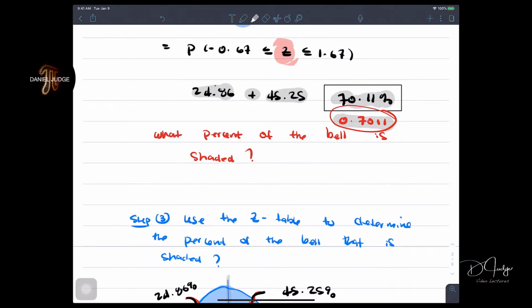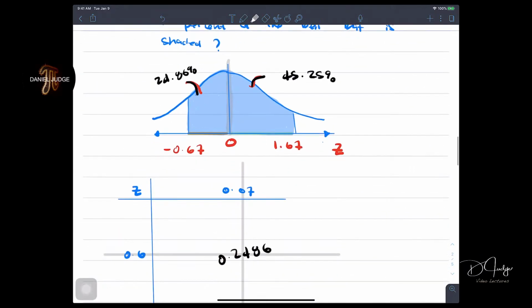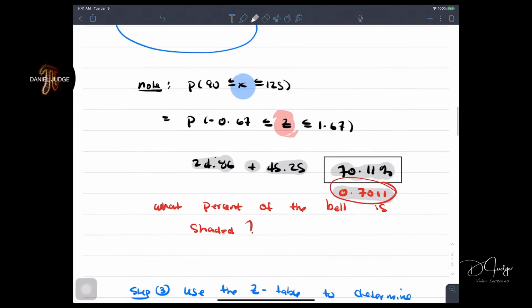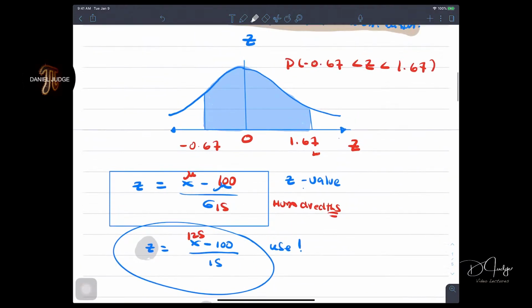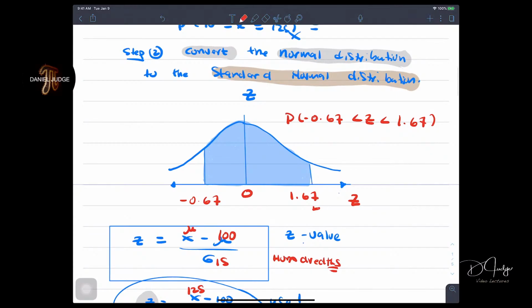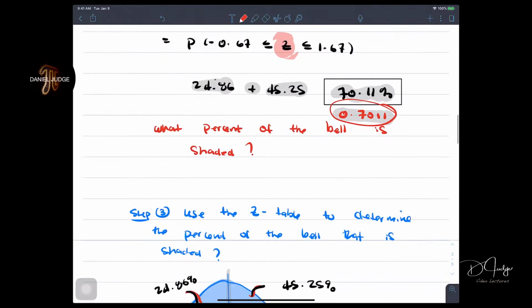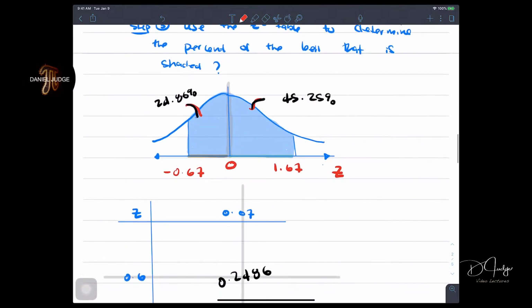And ladies and gentlemen, this is the process that we use. The only thing I taught you guys today that's new is step 2, the conversion step. This is the only thing that's new, and putting it together as a process. So ladies and gentlemen, this is what you guys are going to be able to do. This is why we went through the idea of what percent of the bell is shaded.